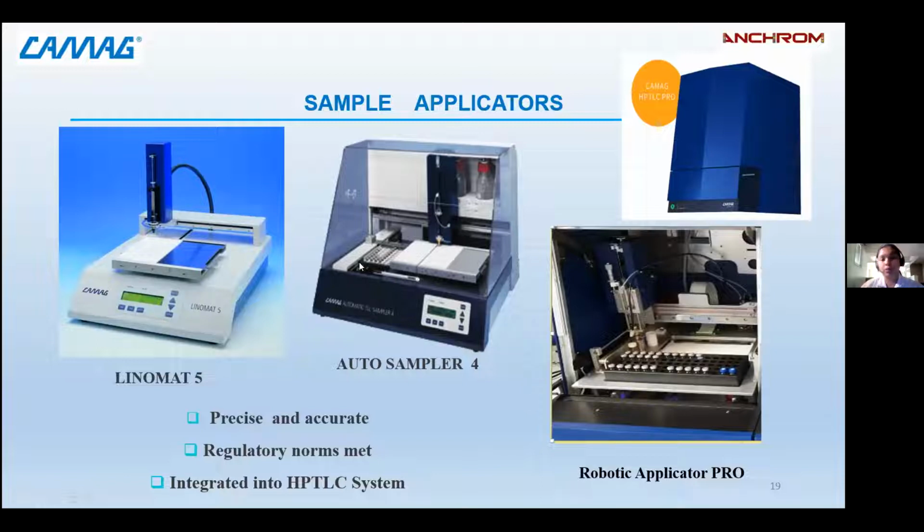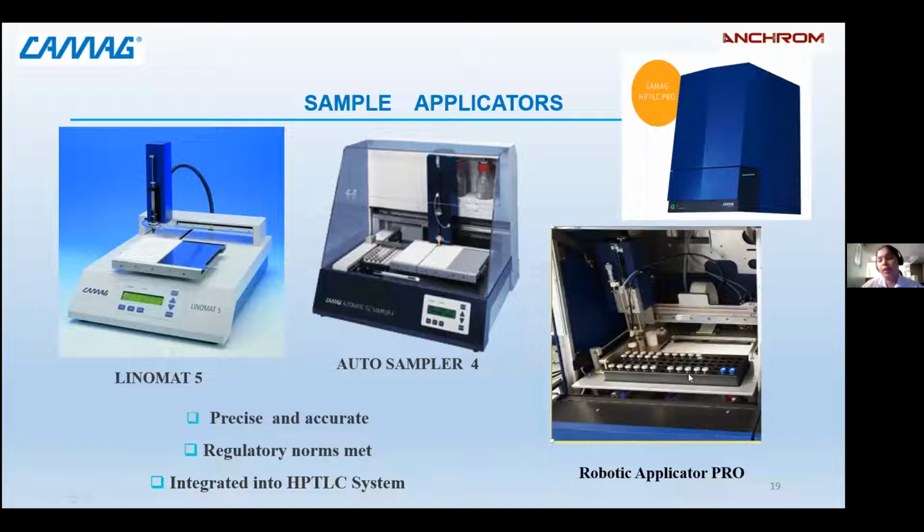This is fully automated. You have to keep your vials filled, standard and sample vials. Then you give a command from the software that this much ml of my standard should be spread, this much ml of my sample should be spread. It will rinse the syringe. These two bottles are there, one for rinsing solvent and one for waste. It will automatically rinse the syringe, then take the sample and apply it automatically. After application, it will tell you that application is complete and you can go to the next module. So this is the fully automated ATS4.